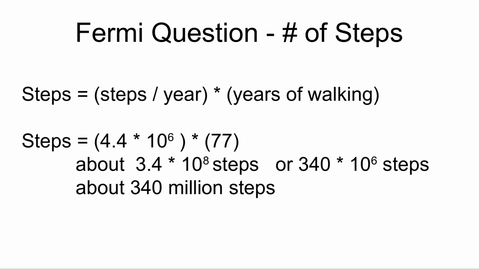And I get about 3.4 times 10 to the 8th steps in a year. If I move the decimal place 2 places here, make it 340 instead of 3.4, I have to reduce the power of 10 by 2, so 10 to the 6. So I have about 340 million steps in a year. That's my estimate using this first method.